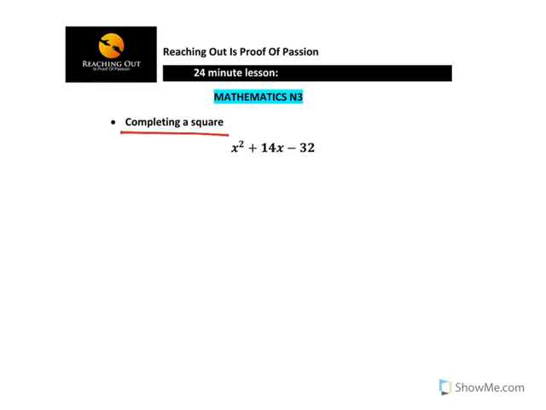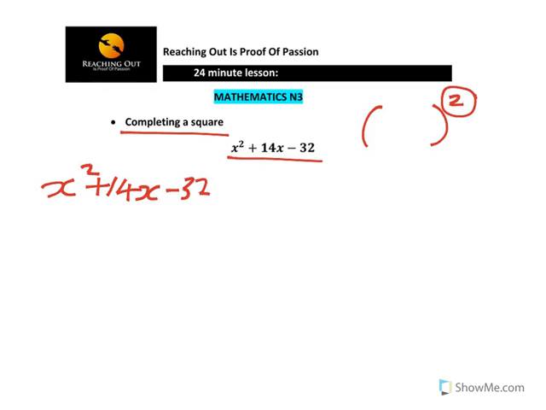There are certain steps that I want you to follow when you are completing a square. Now this is an expression, because it's not an equation, it's just an expression. So when they're saying completing a square, they want at the end of the day to have a number that is a square. So what do you mean when they say completing a square? If you are given x squared plus 14x minus 32.